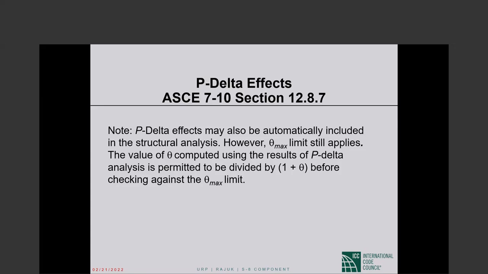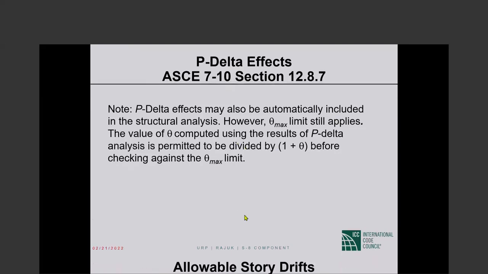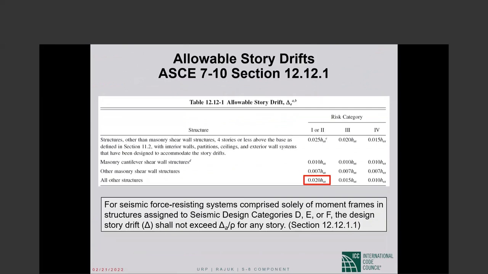So when you get your drifts from an analysis including P delta effects already, the deflections that you get from the computer can be divided by 1 plus theta, because the drifts that you check against the limit should be drifts in which P delta is not included. If you take the drifts from an analysis where P delta is already included, you need to take the P delta consideration out, and that's where the division by 1 plus theta comes in. Okay, so read this carefully. I think you will see exactly what ASCE 7 has in mind.